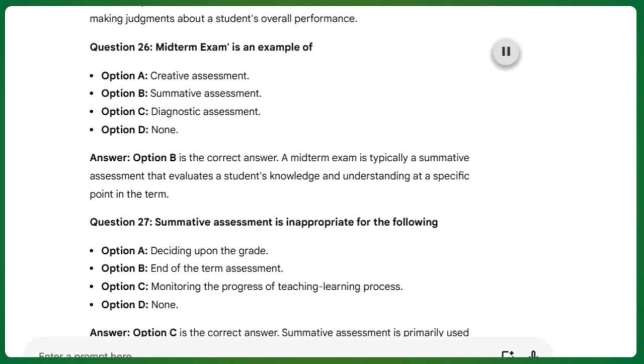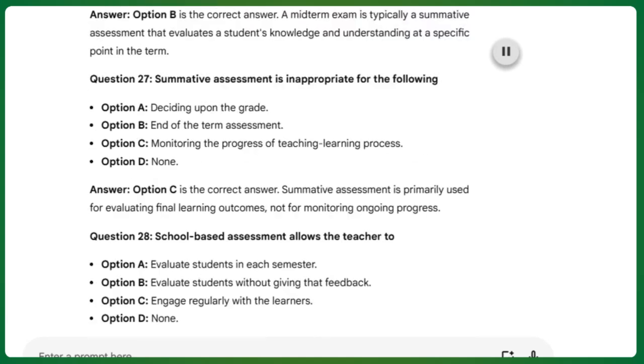Question 27. Summative assessment is inappropriate for the following. Option A, deciding upon the grade. Option B, end of the term assessment. Option C, monitoring the progress of teaching learning process. Option D, none. Answer. Option C is the correct answer. Summative assessment is primarily used for evaluating final learning outcomes, not for monitoring ongoing progress.